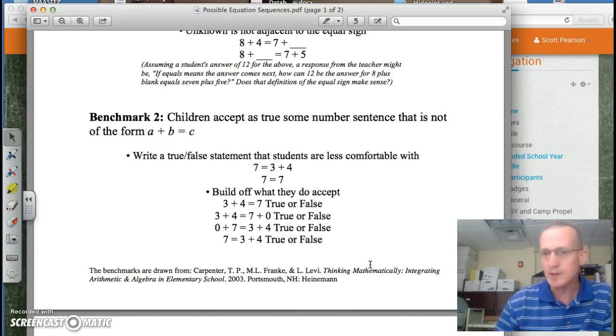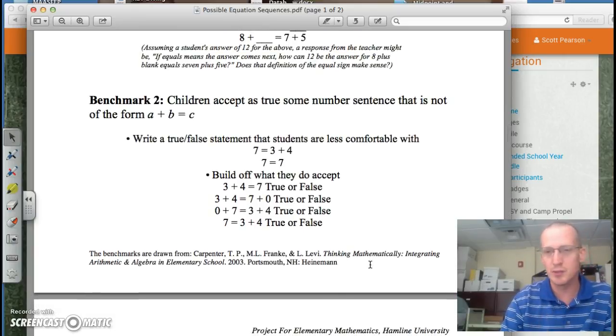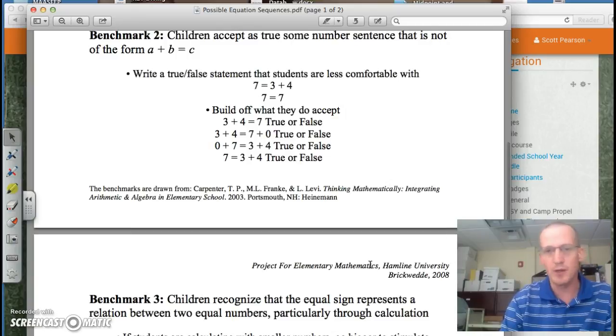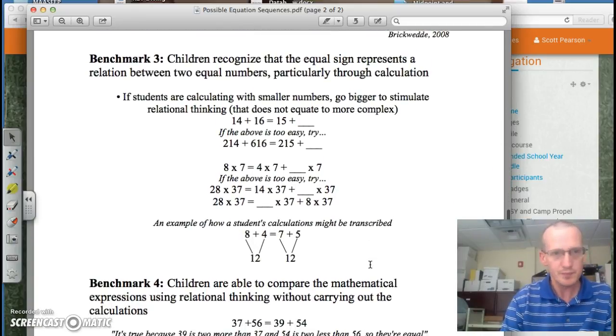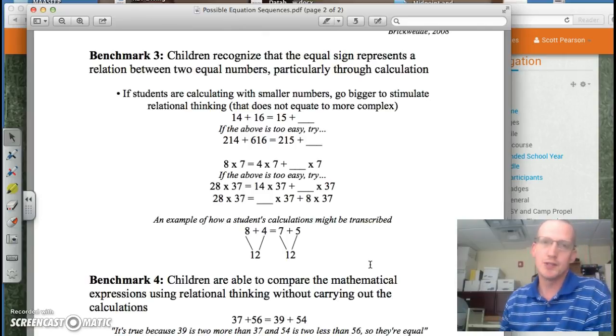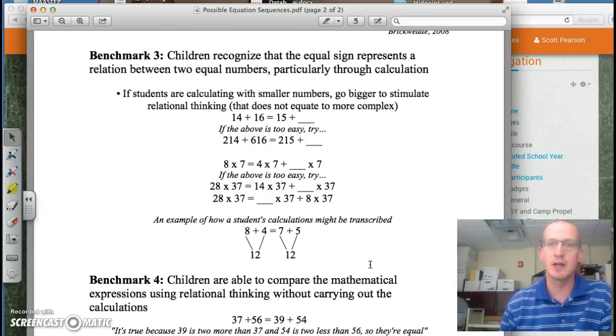Everything that we're looking at is the work from Carpenter over at, what is it, I believe it's Wisconsin, University in Wisconsin. The stuff that we're looking at is from Hamline University, work that he did with them. But benchmark number 3, children recognize that the equal sign represents a relation between two equal numbers, particularly through calculation.